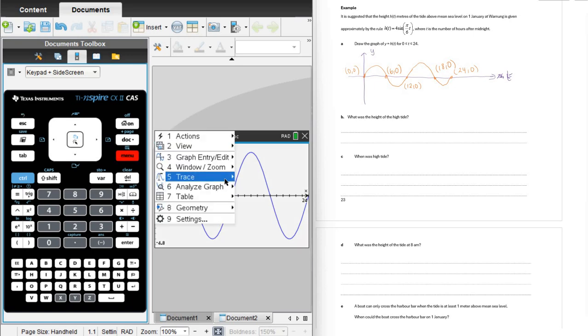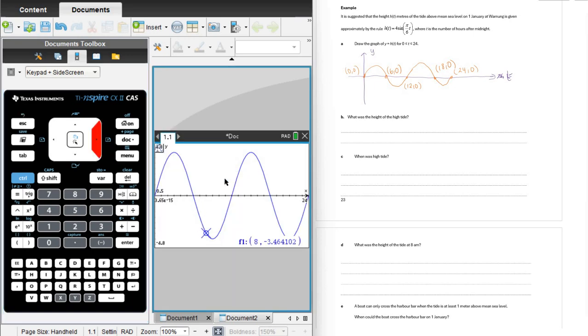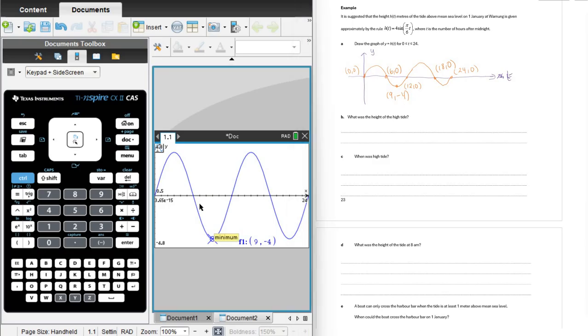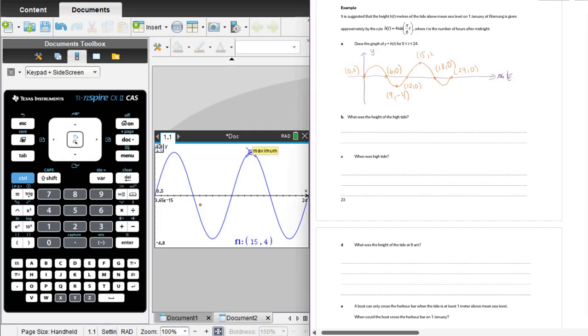The other thing that graph trace will automatically stop at is your minimum and maximum. So if I do graph trace, it will automatically stop there and say minimum. So we have a 9, negative 4. And then if I just want to pick up one of my maximums, I'm just going to click that on over and it's going to stop at the maximum as well. Okay, so at a minimum, give us your x-intercept, your y-intercept, and one minimum, one maximum.